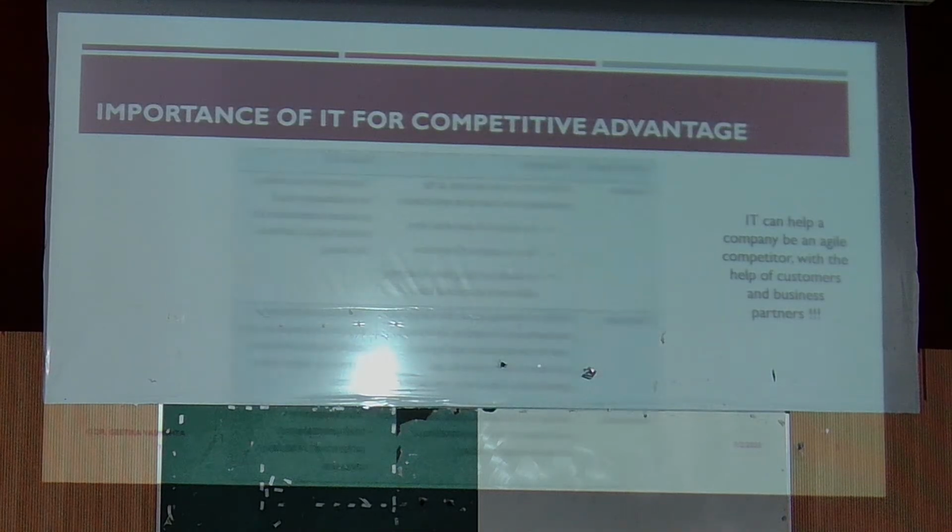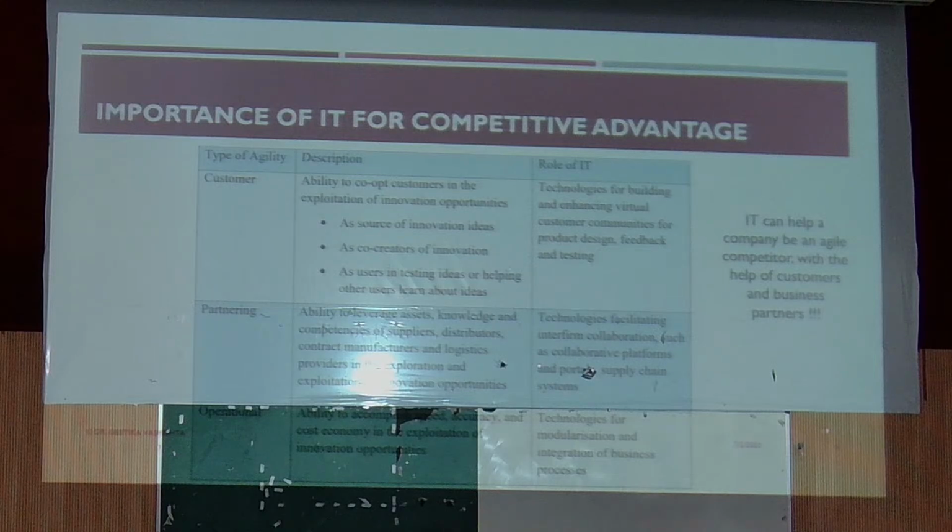So importance of IT for competitive advantage. IT can help a company be an agile competitor with the help of customers and business partners. Here you see the types of agility: customer agility, partnering agility and operational agility. These are the three ways in which we can define the type of agility and how IT is contributing to that.